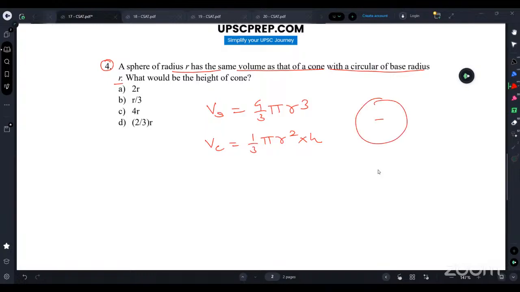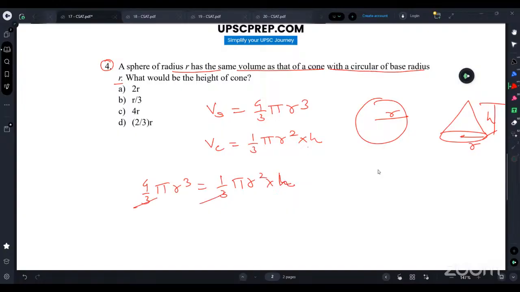So basically this is a sphere having radius r, and this is a cone having its base radius as r, and we have to find this height, right? The volume of this cone will be 1 by 3 pi r square h, right? Now see guys, we can equate these because the volumes are the same. 4 by 3 pi r cube will be 1 by 3 pi r square into h. We have to find the value of h. Now the 3 will get cancelled, pi will get cancelled, r square and r will remain here, right? So h will be basically 4r. Easy question. This was option C.